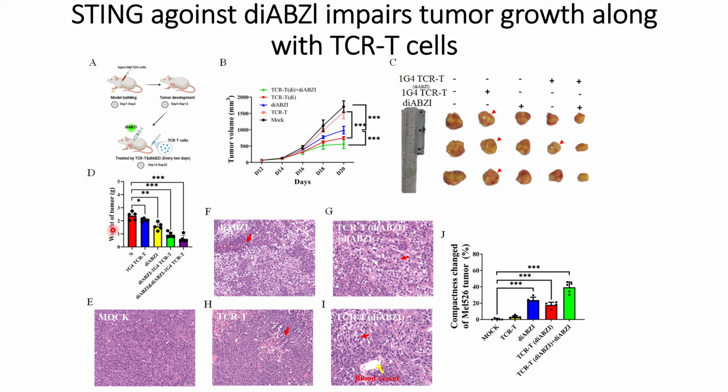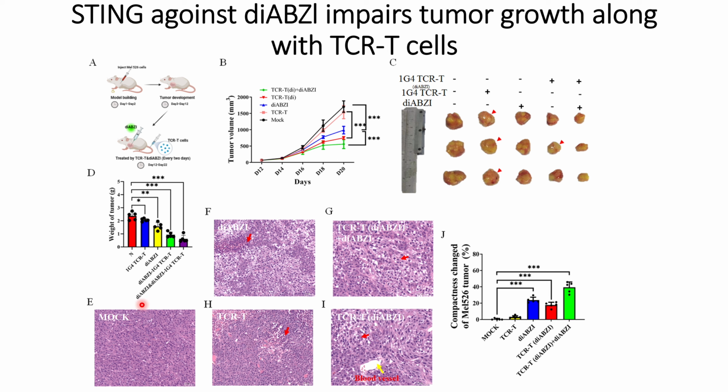And when they checked the tumor weight, they also found the results in line with the tumor size. That is, when they use DiaBZl and DiaBZl-treated engineered T cell receptors, they see minimum tumor growth. However, for the case where only the T cell receptors, without DiaBZl treatment, are used, they see that the tumor growth is reduced to a lesser extent compared to the mock, but this reduction is statistically significant.